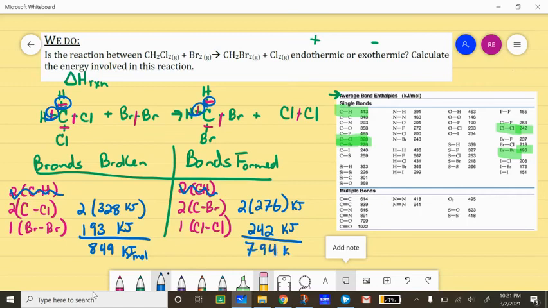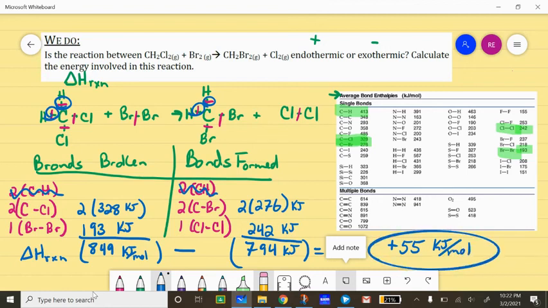794 kilojoules. Okay. So to find the change in enthalpy of the reaction, we take the energy that it takes to break the bonds, and we subtract the energy that it takes to form the bonds. When we do that, we end up with a positive 55 kilojoules per mole as our difference. And because we have a positive sign there, that tells us that our reaction is going to be endothermic.